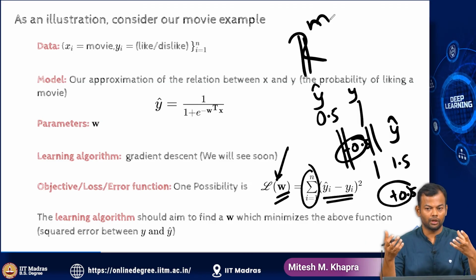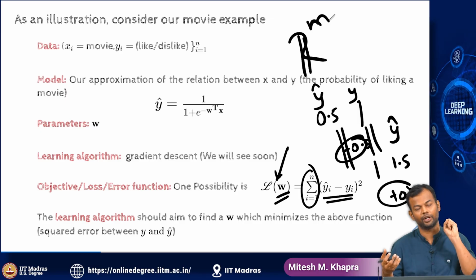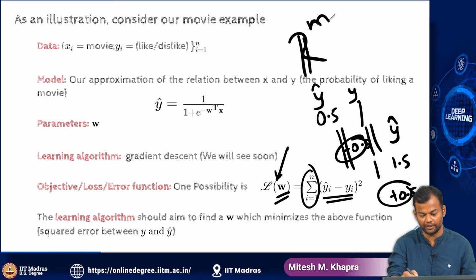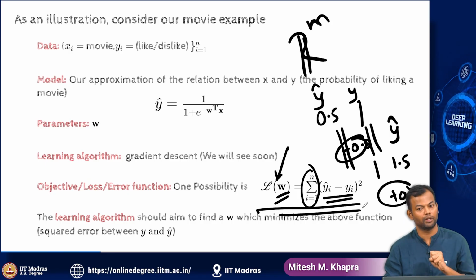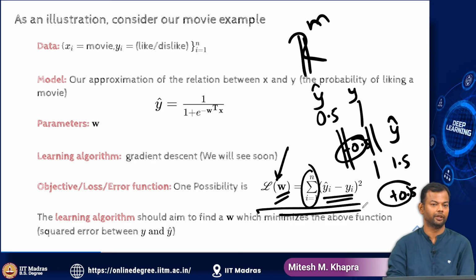Of those, I want one such w, if I were able to plug in all these infinite values of w into this equation. This is the equation that I care about. Then I want that w which will give me the smallest value for the loss function. That's what my goal is, right? So that's the objective of training.